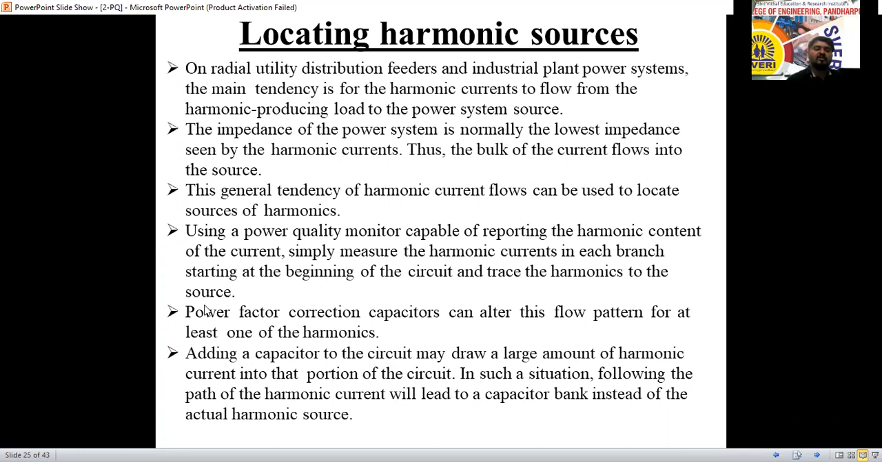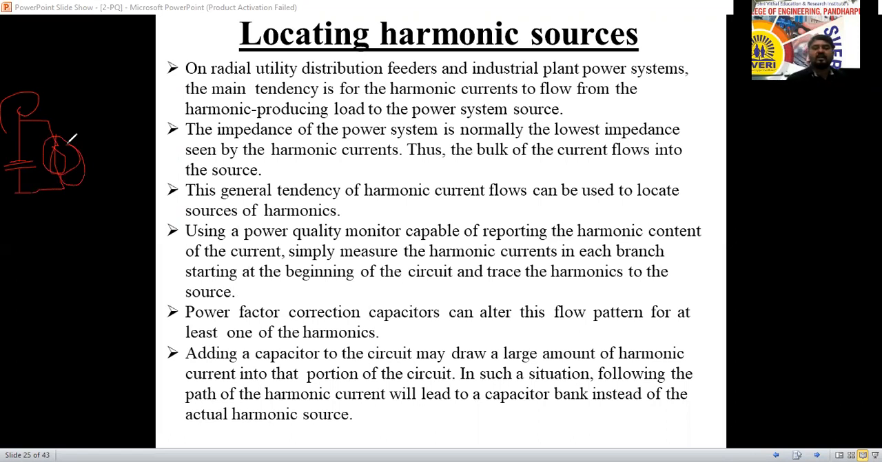Normally the harmonics will flow towards the sources, but if we have connected a capacitor, that will also act as a source. So all the harmonics shift towards the capacitors. First we have to remove the capacitors, then connect them again, and observe the voltage across them. We have to check whether high currents are there or not, and whether there is any resonance or not.